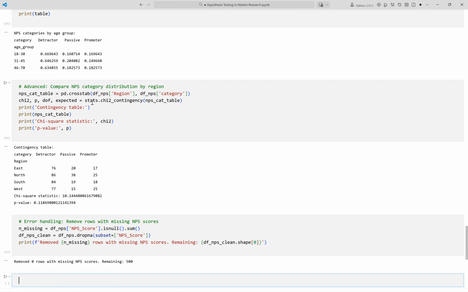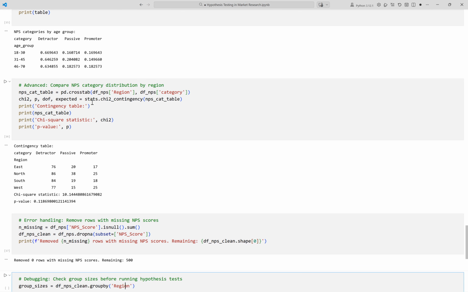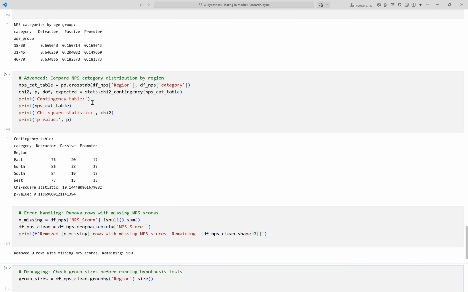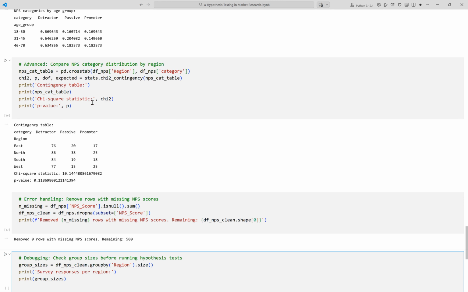One classic beginner mistake is ignoring sample size before group-based tests. We count survey responses per region to ensure reliable group tests. We print the group sizes so you can check for underrepresented segments. Balanced group sizes reduce the risk of misleading business conclusions.